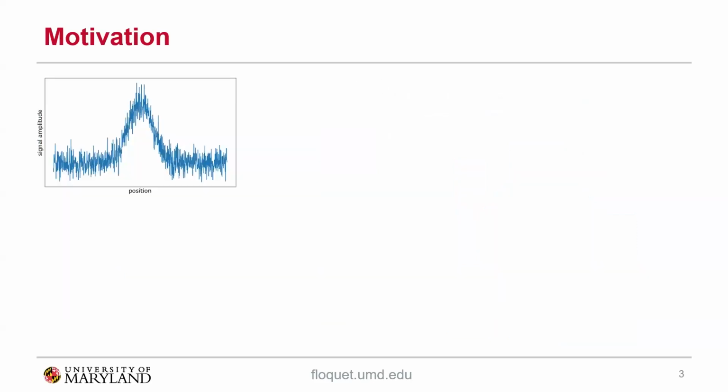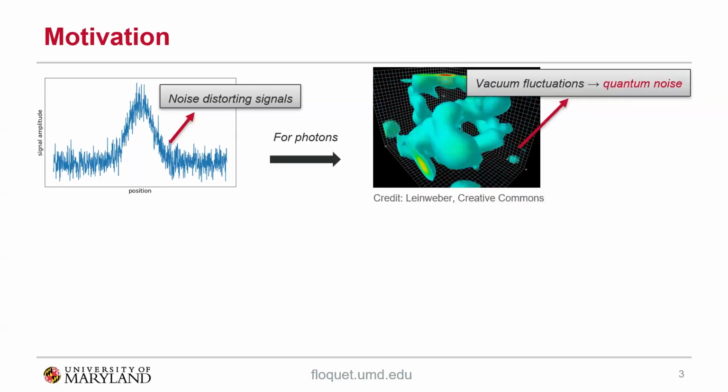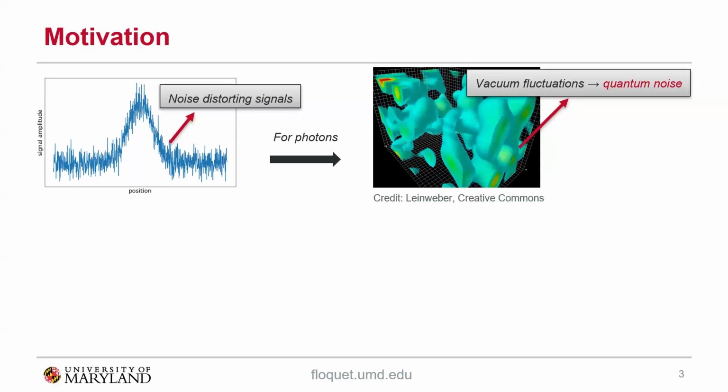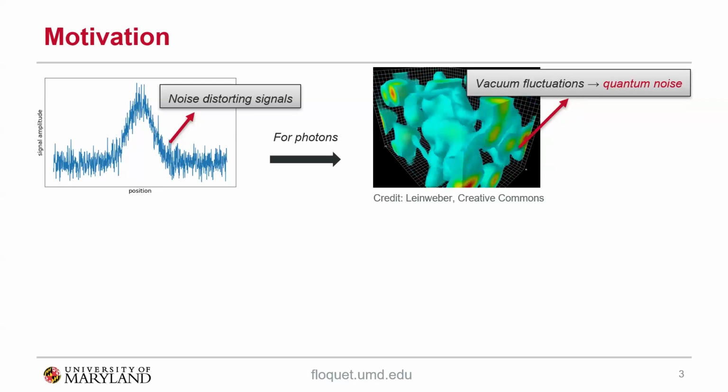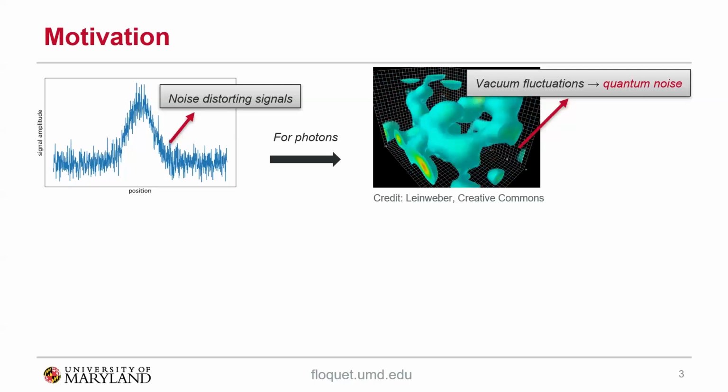Now, when we measure or detect signals, sometimes there is unwanted information that we regard as noise. For photons or light signals, we have something known as vacuum fluctuations, and that is because photons are a quantum mechanical object. This vacuum fluctuation is what we regard as quantum noise.